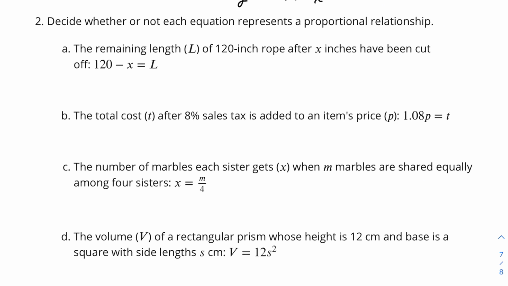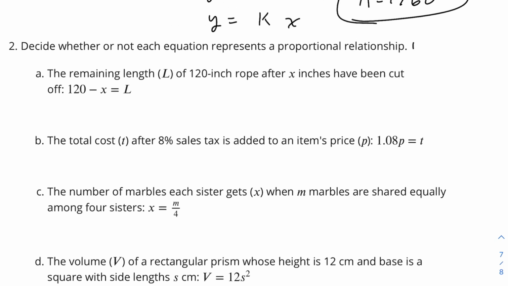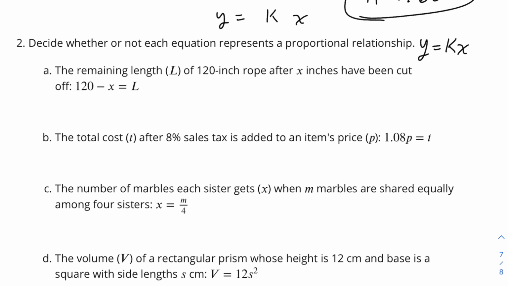Now 2, it says decide whether or not each equation represents a proportional relationship. And we're doing this not by filling in a table, but just looking at the equation. Which ones have the form that can fit y is equal to kx? Our first one is the remaining length L of a 120-inch rope after x inches have been cut off. So we have 120 minus x equals L. We have a subtraction sign there. In y equals kx, we never add or subtract anything.